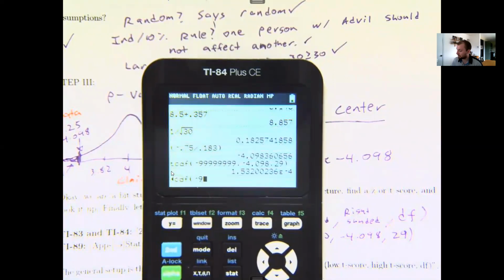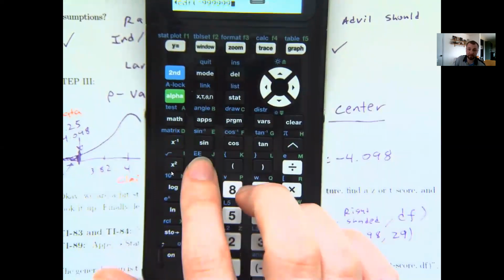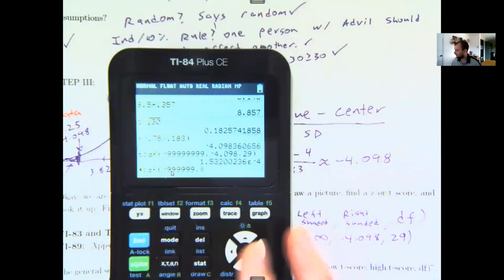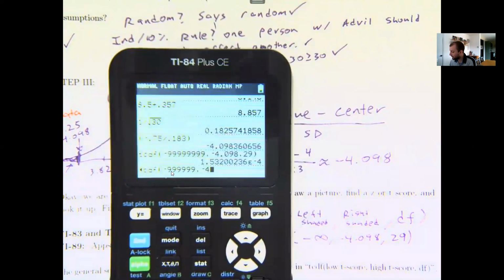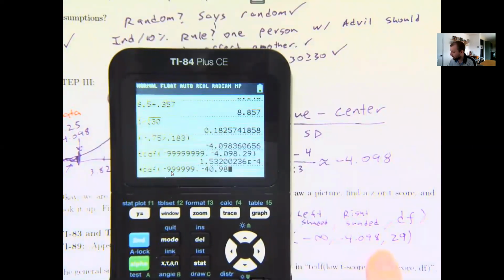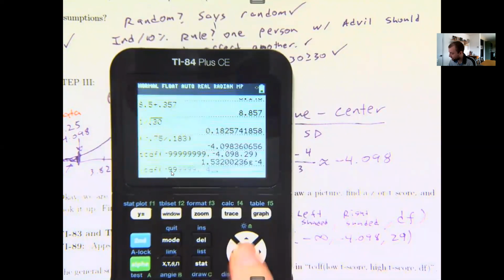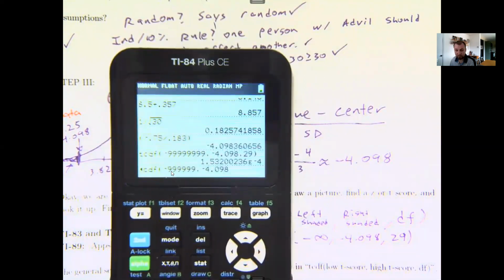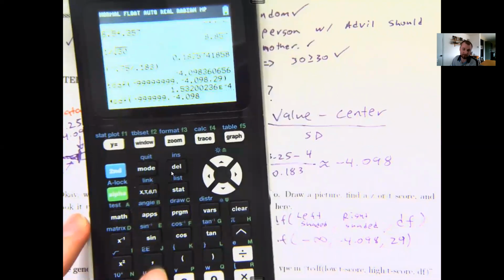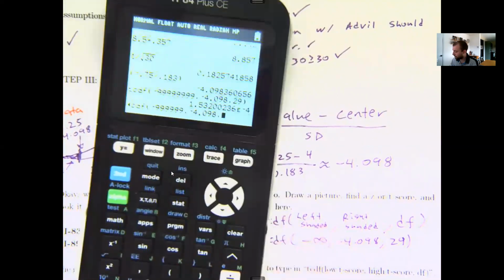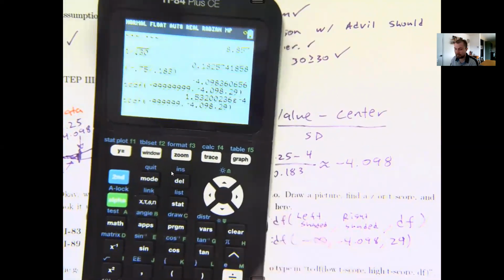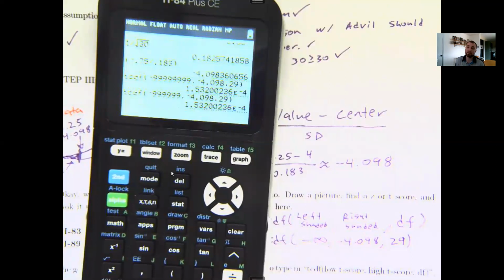When this happens, you type in your low value, negative infinity, comma. Your comma is above the 7. Then negative 4.098, comma, the comma button's above the 7, my degree of freedom 29, and then I hit enter. So I still type in the numbers in the same way. I just have to hit comma in between them if I'm using a TI-84.